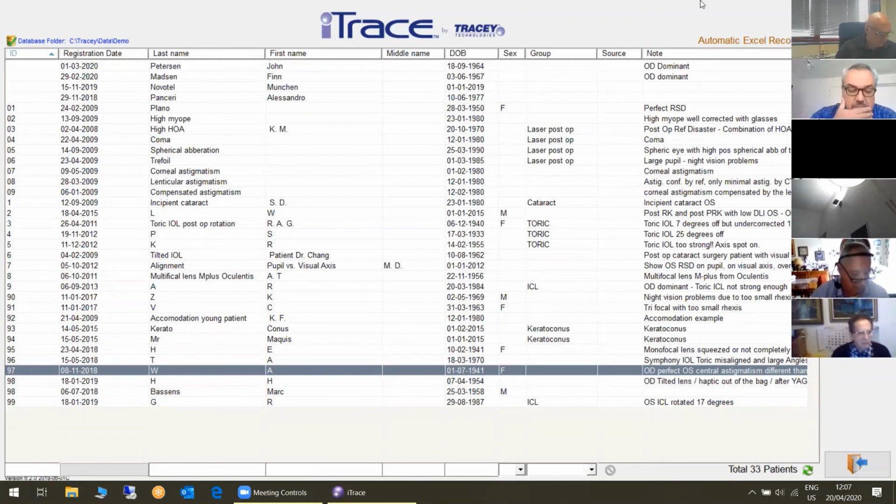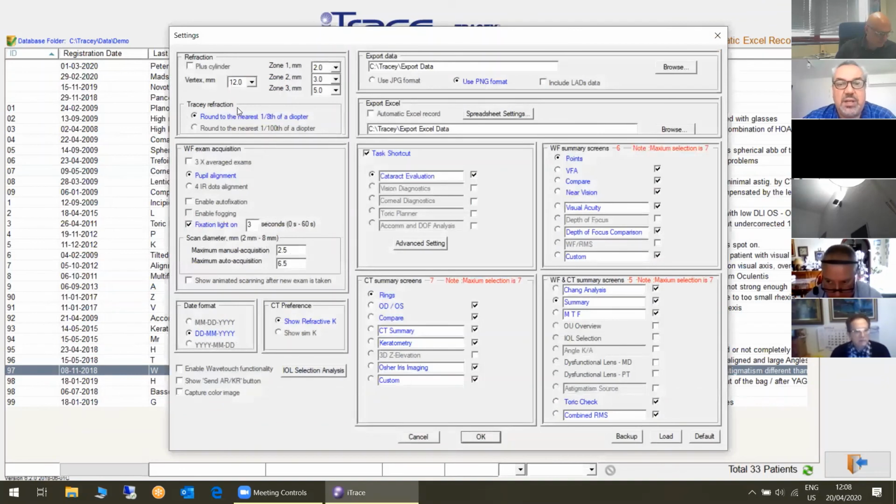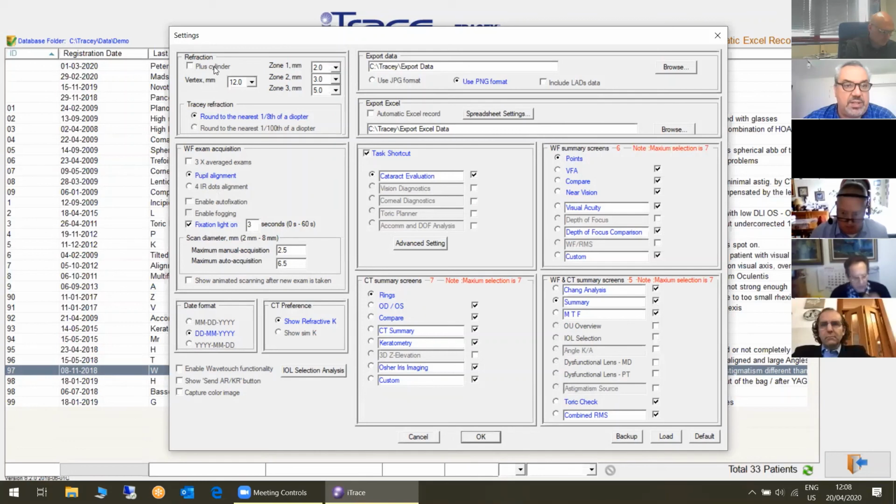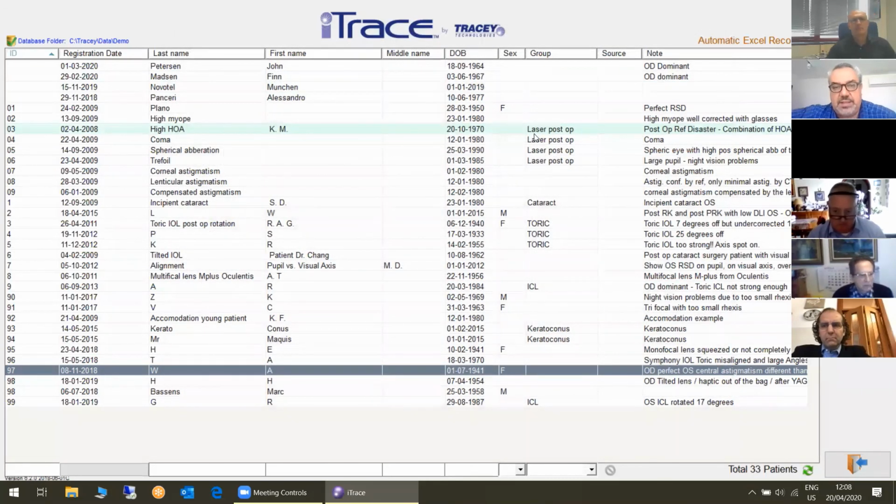Yes, right. We can see here in the settings, I can change the vertex distance. Here, the vertex distance, I have put it at 12. You can change it if you want. The vertex distance with ray tracing, because we have forward light, is less important than with the Hartmann-Shack. But that's not the biggest concern. Now we're talking about details, and we try to keep it simple.